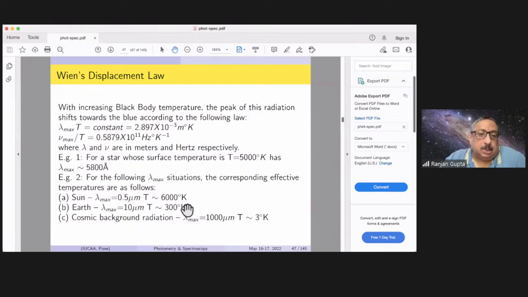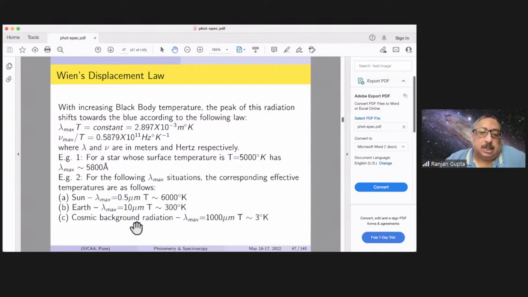Earth: the average temperature of Earth is about 27 degree centigrade, so it comes to 273 plus 27, about 300 degree Kelvin. And you get 10 micron, which means Earth is actually radiating in the infrared at 10 micron. It also means that if an infrared satellite is launched, observing in this band, and Earth comes in the field, it will saturate the detector. So they try to avoid these bands, and if Earth comes in the field, they switch off the detector and electronics.